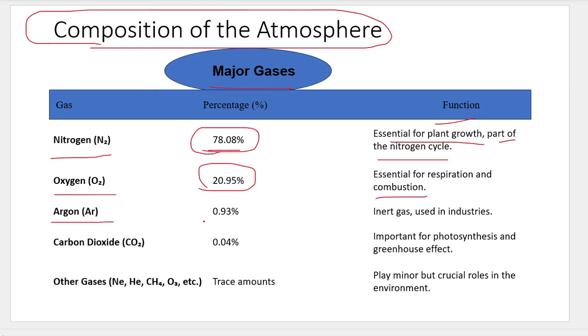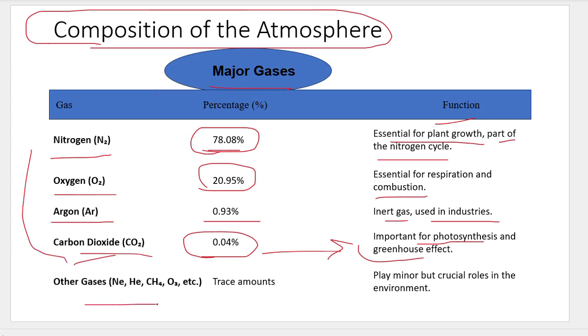Okay, argon is 0.93%. It is an inert gas and is used in industry for various purposes. Carbon dioxide is also important, just like oxygen. Carbon dioxide is important for plants for photosynthesis, and it is also one of the greenhouse gases. It makes up 0.05%. Apart from these four major gases, there are other minor gases like methane, ozone, helium and neon. They are all there but in trace amounts, so they also play a minor role in the environment.